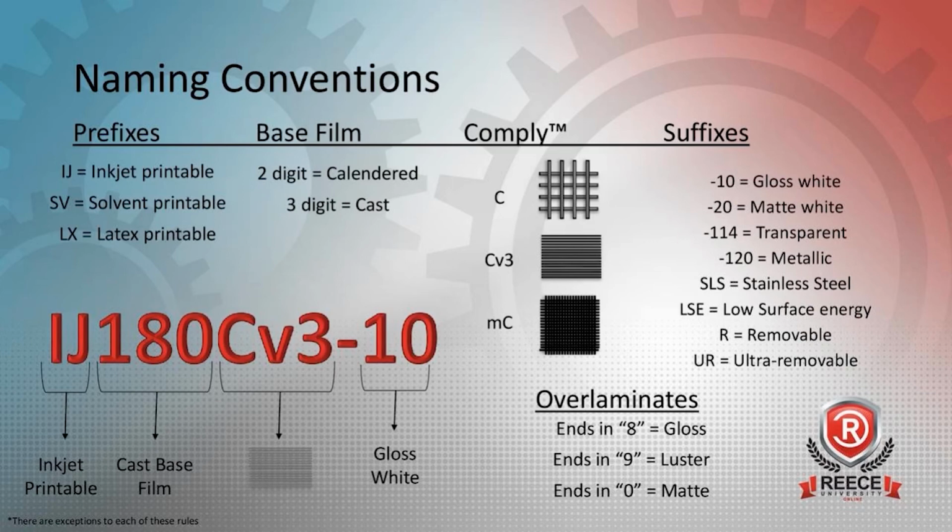And again, these are rules of thumb. So there's obviously exceptions to it, right? There's IJ 3555, which is a calendered film, but it's a 4-digit base film. So I'd say 85-90% of the films follow these rules, but of course, like anything, there's exceptions. So again, if you ever have a question about product selection, it's best to reach out to your local 3M rep.